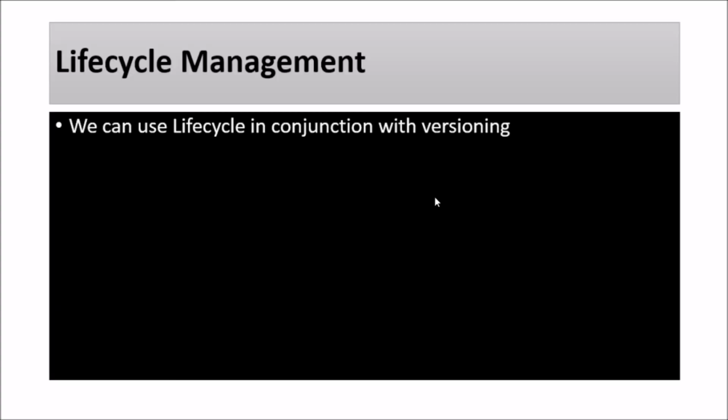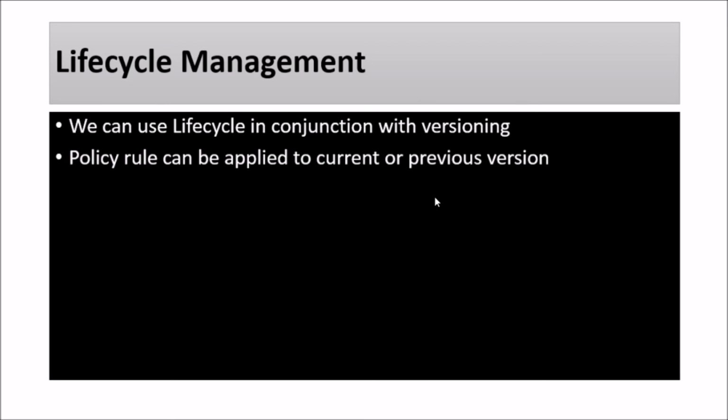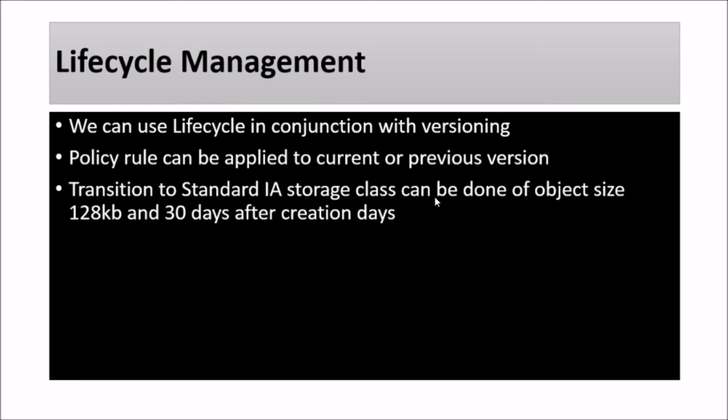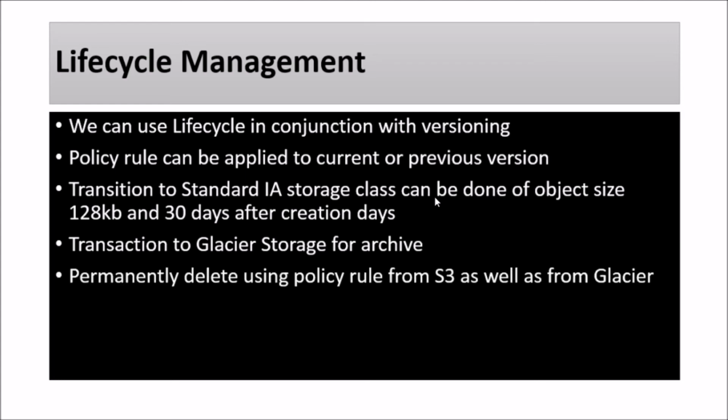Okay, so lifecycle management. We can use lifecycle in conjunction with versioning. A policy rule can be applied to the current or previous version. Transition to the standard infrequent access storage class can be done for objects of size 128 KB and 30 days after the creation date. So we cannot transition any object to a different storage class before 30 days. Transition to Glacier storage is for archive, which means we can also use a transition rule to send our objects to Glacier storage. We can permanently delete using a policy rule from S3 as well as from Glacier.